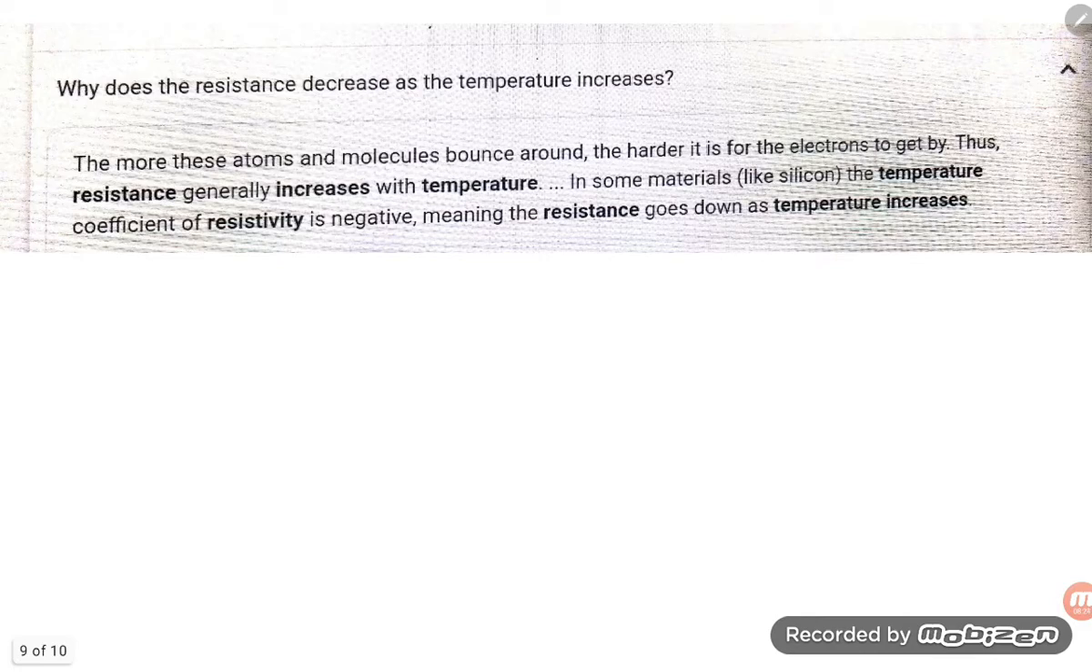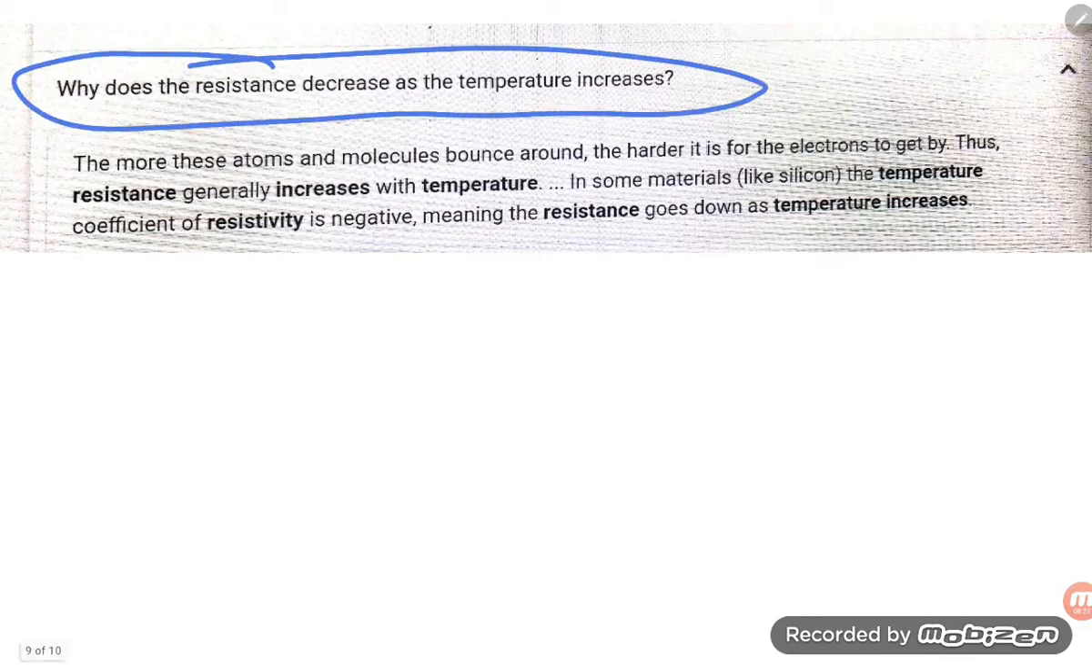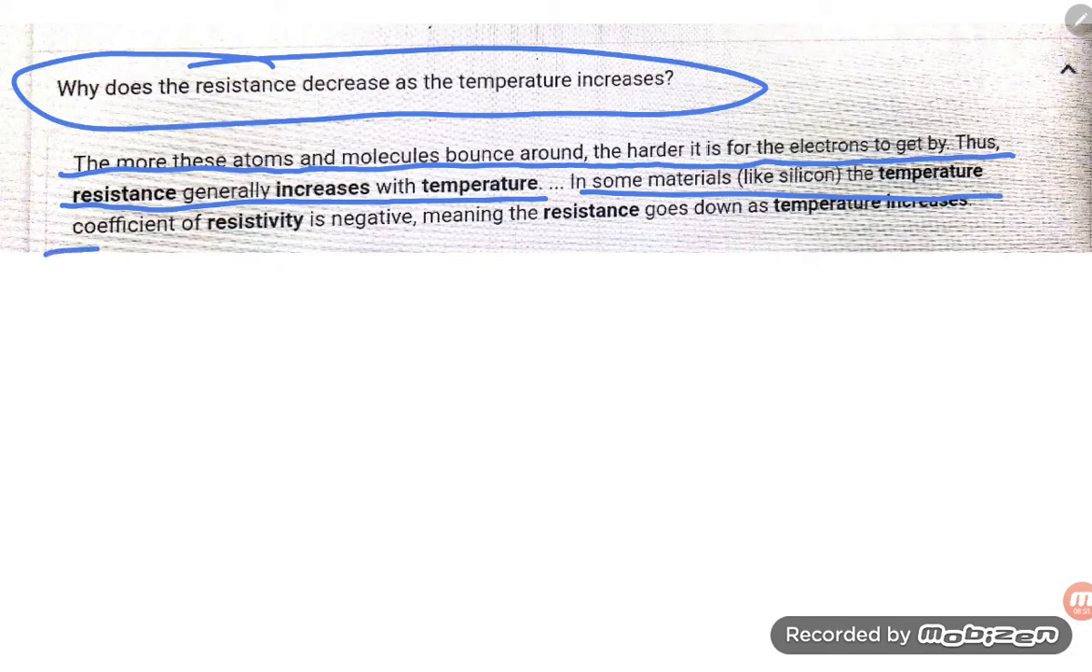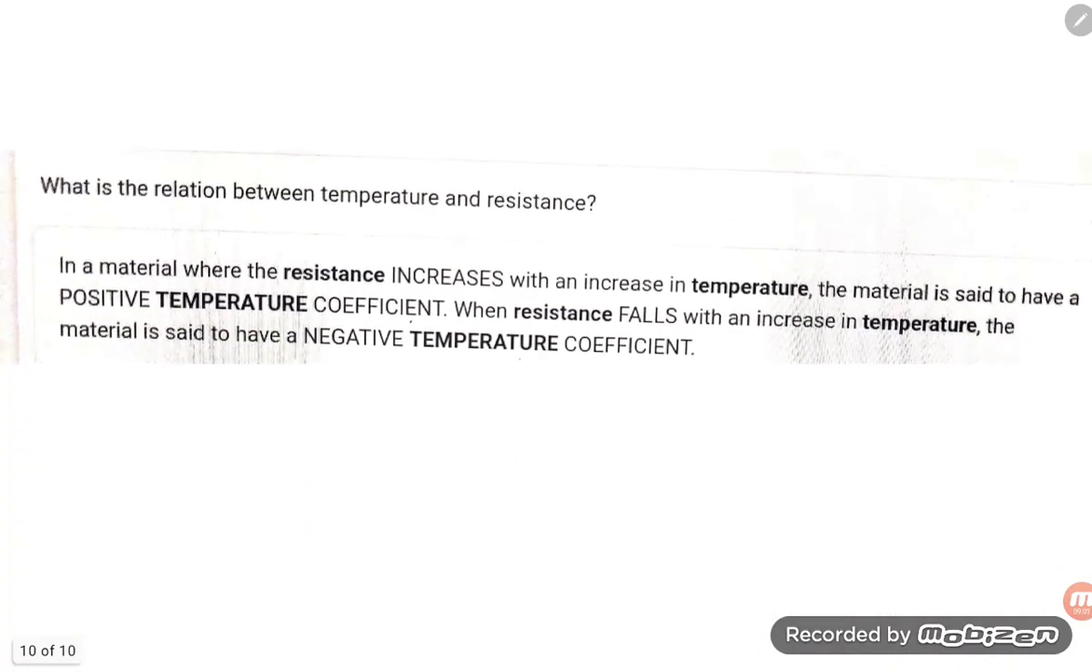Next point: why does the resistance increase as the temperature increases? The more the atoms and molecules bounce around, the harder it is for the electrons to get by. Thus the resistance generally increases with an increase in temperature. In some materials like silicon, the temperature coefficient of resistivity is negative, meaning the resistance goes down as temperature increases. So these were the answers, student.